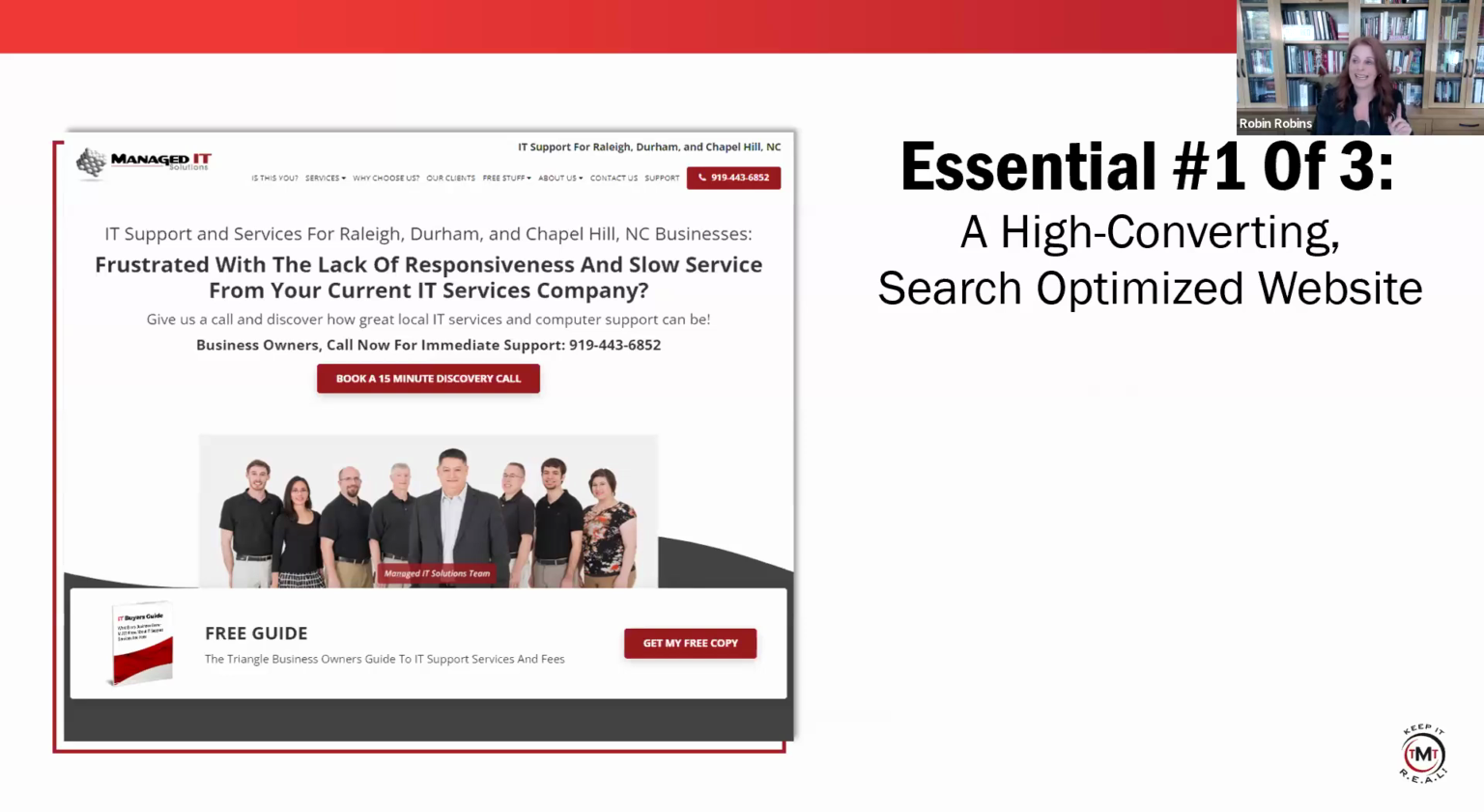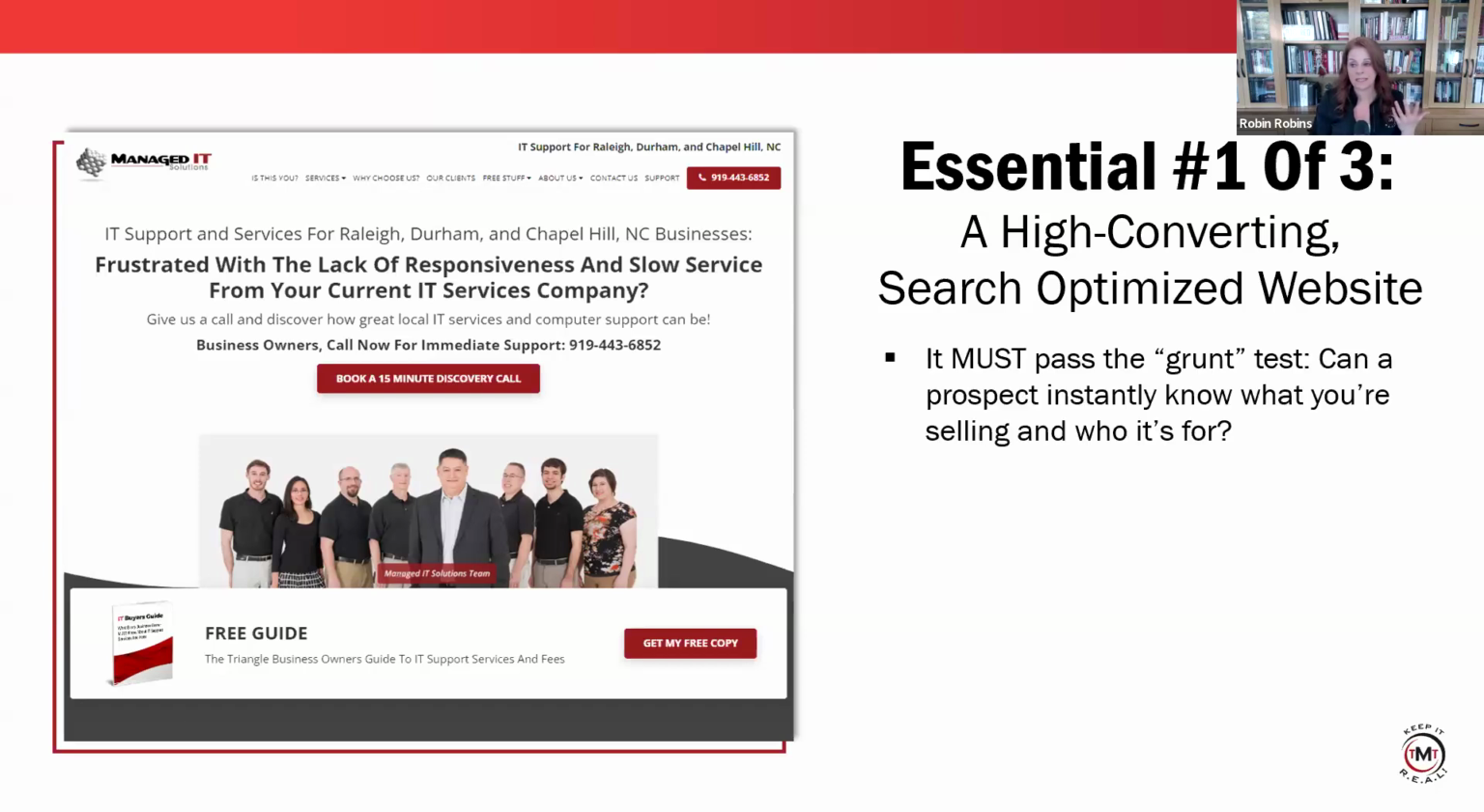One, you've got to have a high converting, search optimized website. Why? Because your website is the hub for all marketing, even referrals. People go search for you and they look at your website before they call and before they make a decision. So your website has to convert. It's got to pass the grunt test. So if a prospect goes there, can they instantly tell what you're selling and who you sell it to?